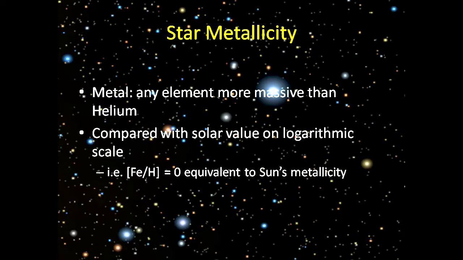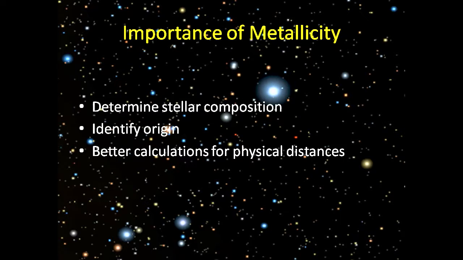Why is it important? Through metallicity, we can determine the composition of the star, and since it is such a common star in our galaxy, this would also give us further insight into our Milky Way. Furthermore, through the composition, we can gain insight as to when and where they were born. But most importantly, since they are used as standard candles, this can help improve calculations for their physical distances, allowing us to better map our galaxy.